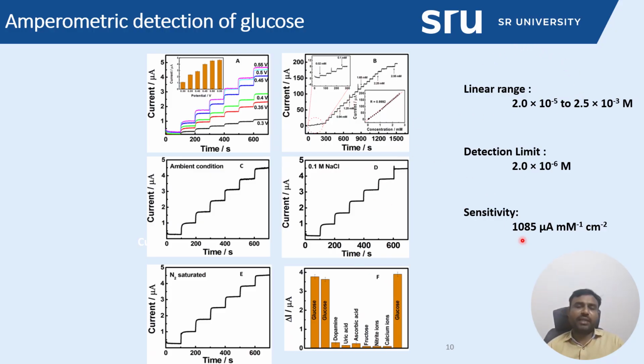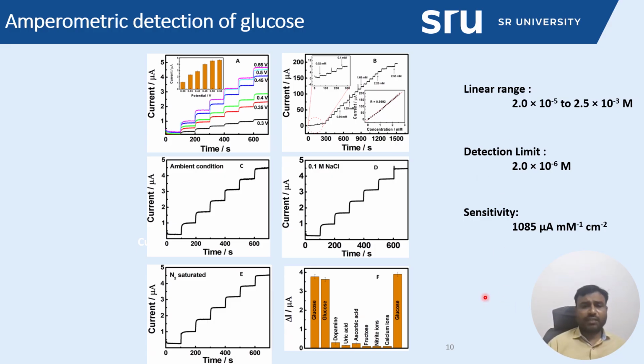Further, from this linear graph, we have estimated the sensitivity of around 1085 microampere per millimole per centimeter squared, which means if we apply 1 millimole to the modified electrode, it can deliver 1085 microampere, which means about 1 milliampere of current can be produced at a concentration of 1 millimole.